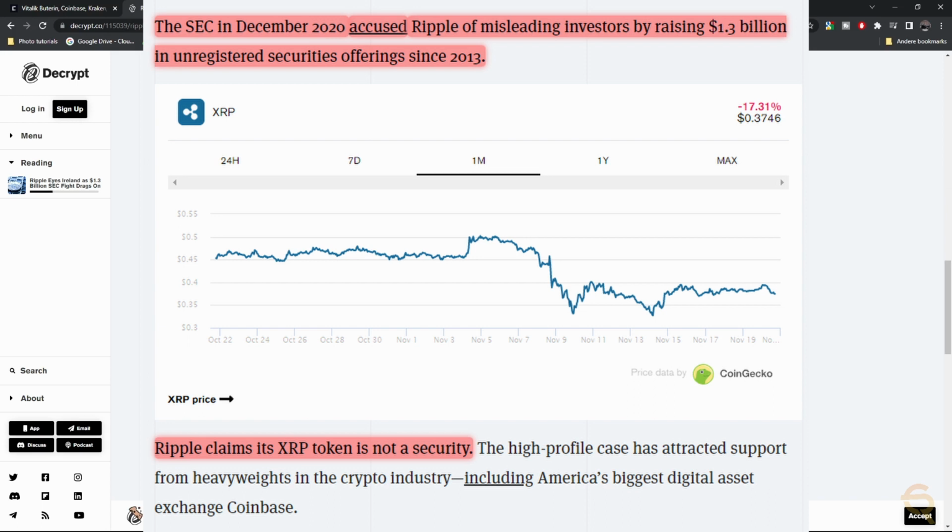And if you didn't know, the SEC accused Ripple in December of 2020 of misleading investors by raising 1.3 billion in unregistered security offerings since 2013. But Ripple claims its XRP token is not a security.